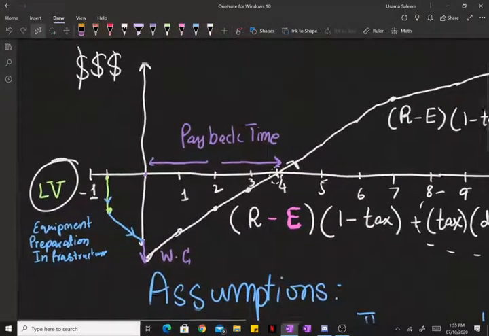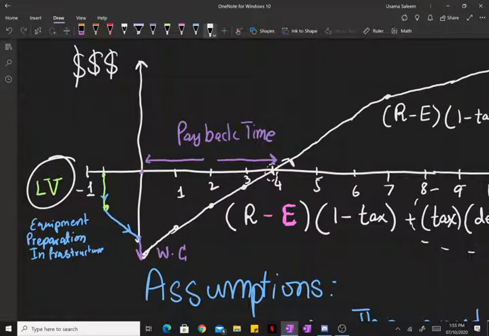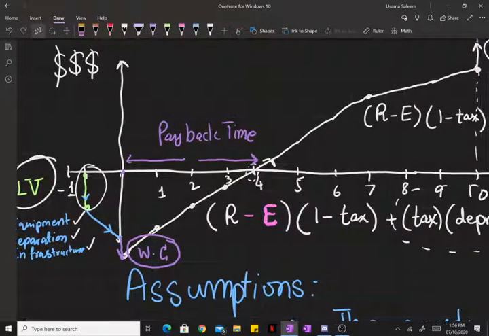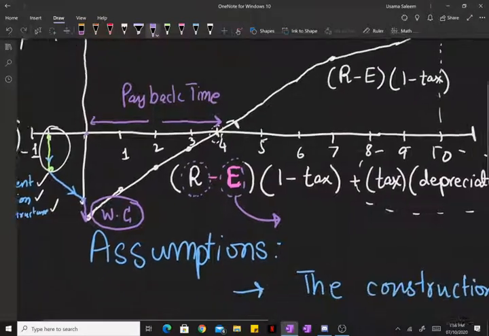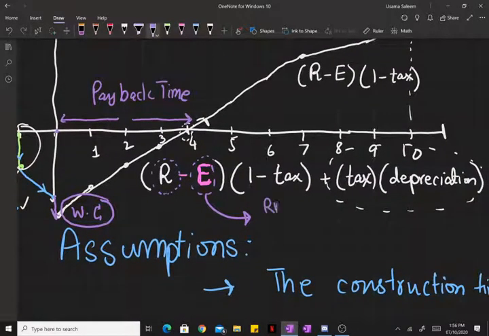Now, just to recap, at year negative one, we're buying the land. And from year negative one to year zero, we're doing the construction. During the construction, you're going to be installing your equipment, preparing the site, and setting up the infrastructure. Also at year zero, you're going to set aside some extra amount known as the working capital to cover the expenses for operations. And once the plant is ready to operate, you're going to be generating revenue by selling your product, and you're going to have manufacturing expenses. These expenses are going to be mainly raw material costs, labor costs, utility costs, etc.